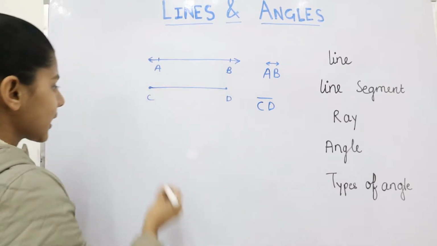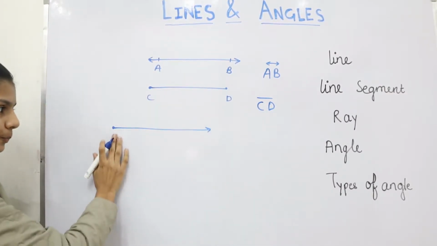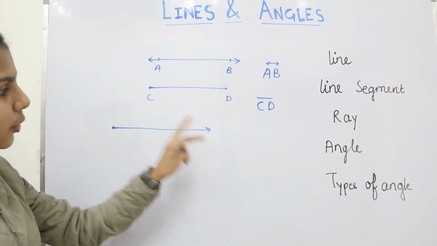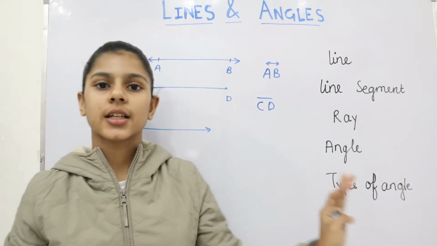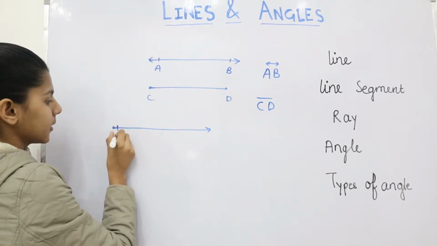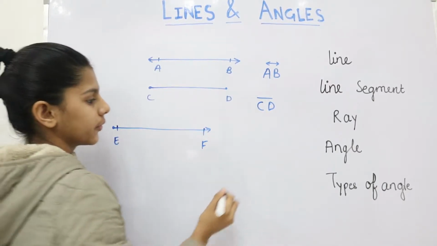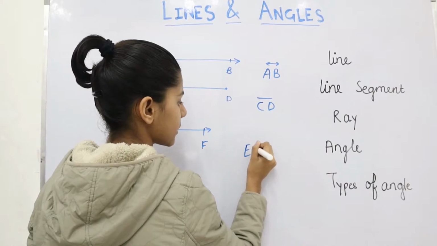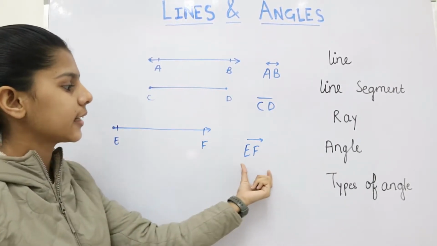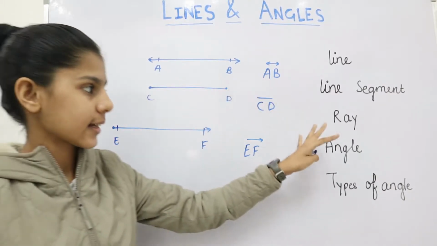Ray. A ray has one end point, one starting point. It means one end of the ray is fixed, it cannot be extended, but the other end can be extended towards infinity. So this is a ray. Let's say this ray is EF. How will we represent it? We will represent it by a single-sided arrow. So if it is like this, it means that EF is a ray. So this was all about line, line segment and ray.